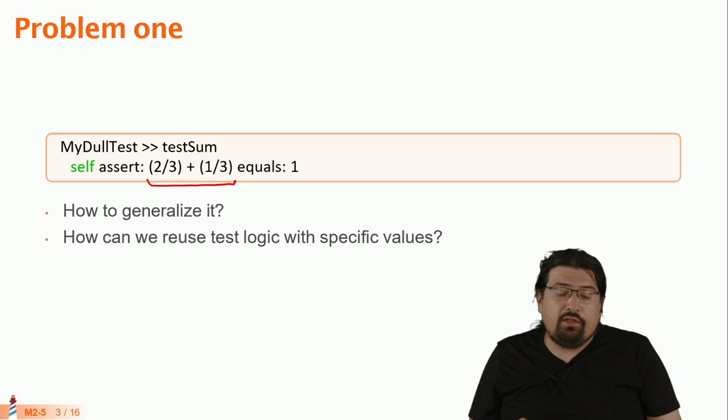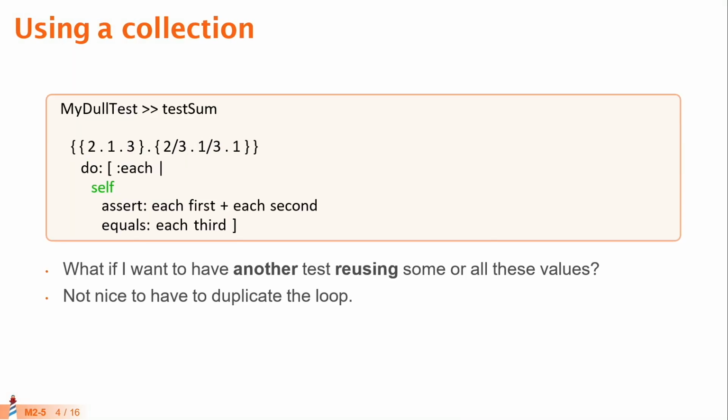So how can we reuse this test to execute for more values? Well, this is the idea: we will want to have different values for executing. The first attempt that we can make is using a collection with two collections inside, where we have the two operands of our test.